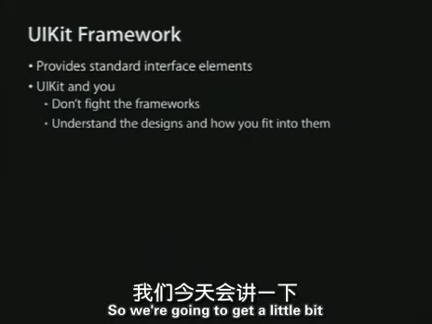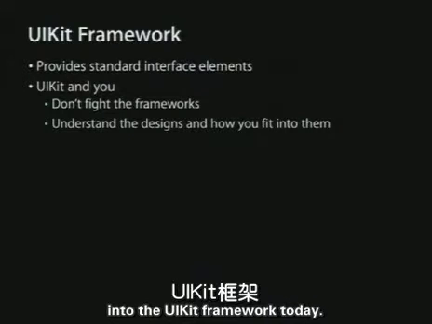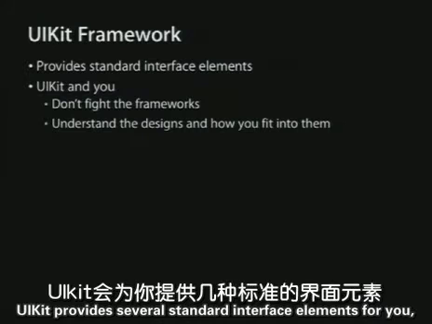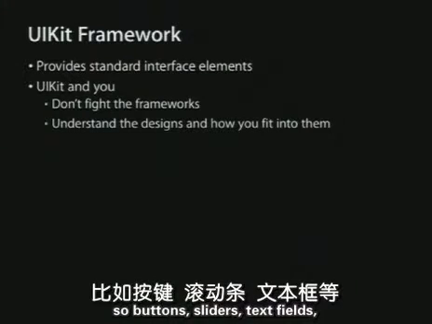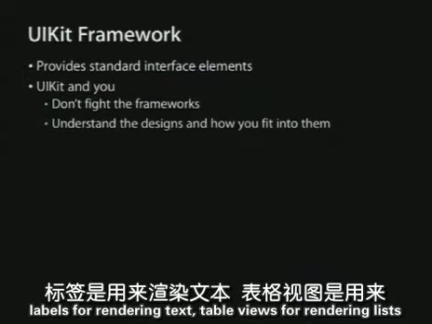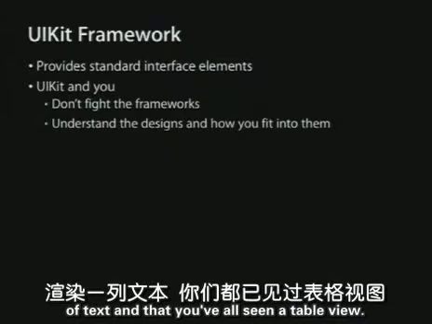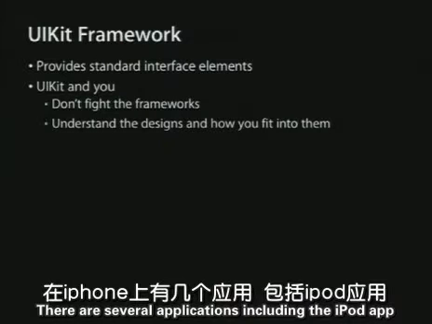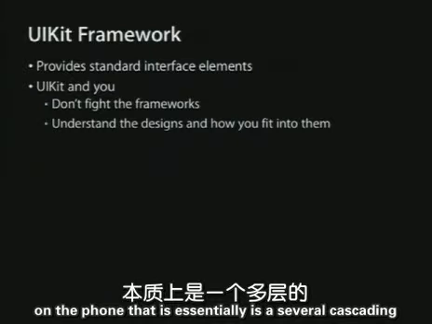So we're going to get a little bit into the UIKit framework today. UIKit provides several standard interface elements for you. So buttons, sliders, text fields, labels for rendering text, table views for rendering lists of text. And you've all seen a table view. There are several applications, including the iPod app on the phone, that is essentially several cascading table views.